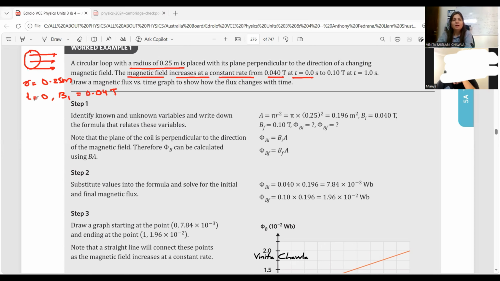And at T2 equal to 1 second, the magnetic field intensity has changed, and now it is 0.1 Tesla. So this is how the magnetic field changes from 0.04 Tesla to 0.1 Tesla after time T. Now draw a magnetic flux versus time graph to show how the flux changes with time. So we have to draw a phi versus T graph.